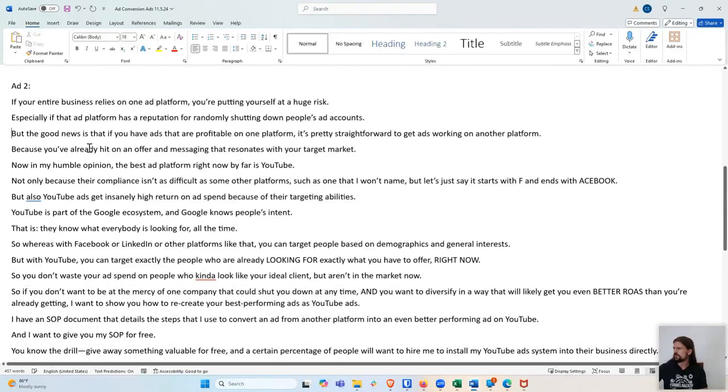But the good news is that if you have ads that are profitable on one platform, it's pretty straightforward to get ads working on another platform. Okay, so here, pretty straightforward. That's a fancy way of saying that it's easy. People want what's easy. People do not want what's hard.